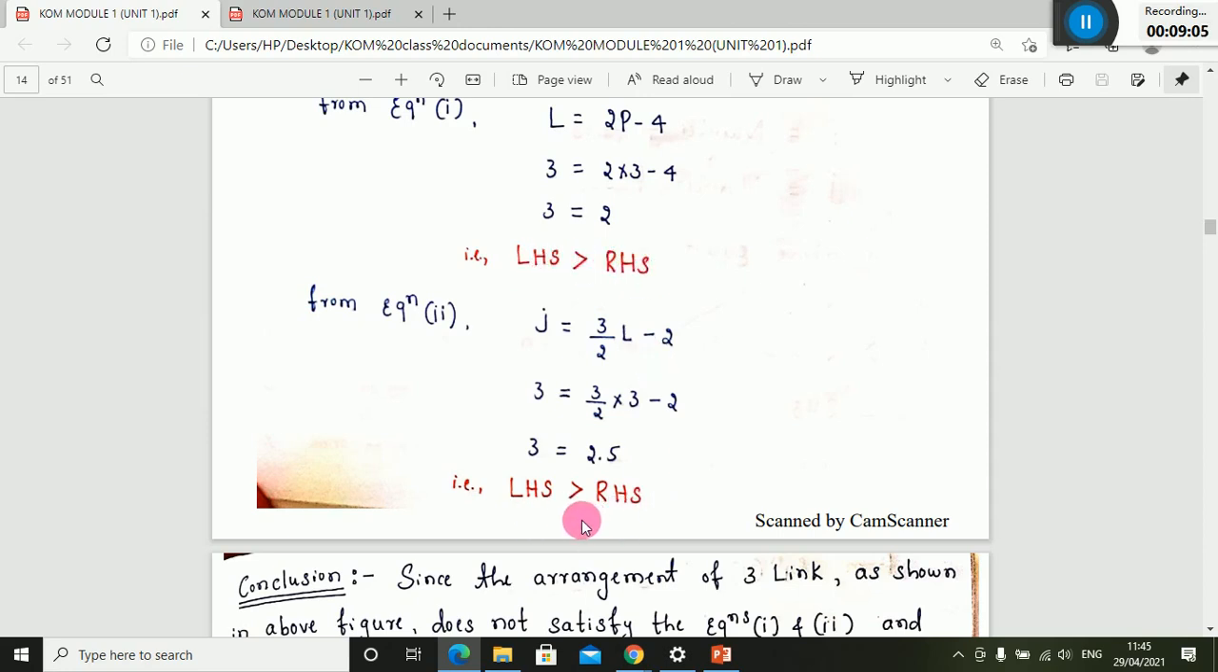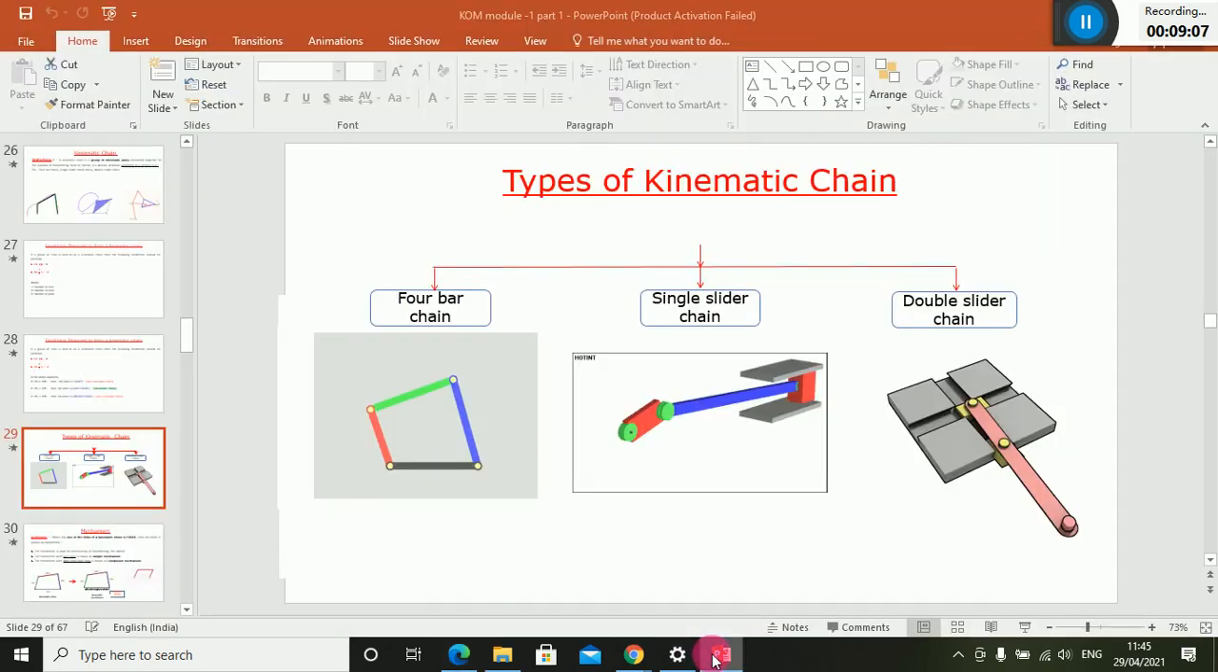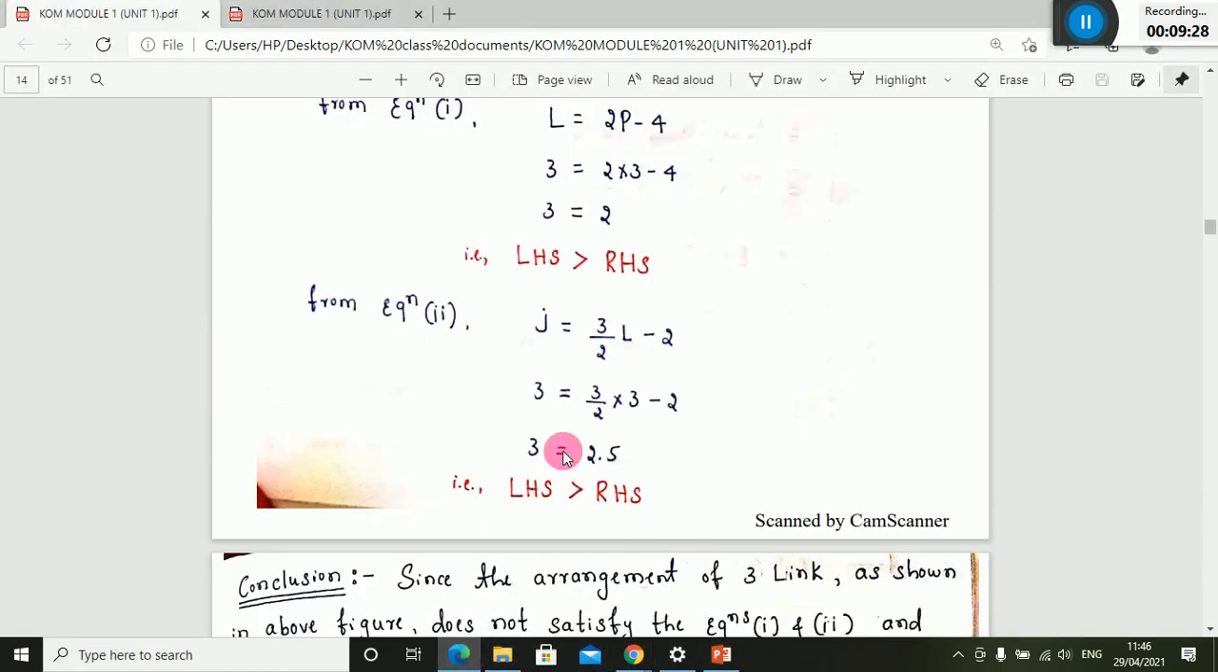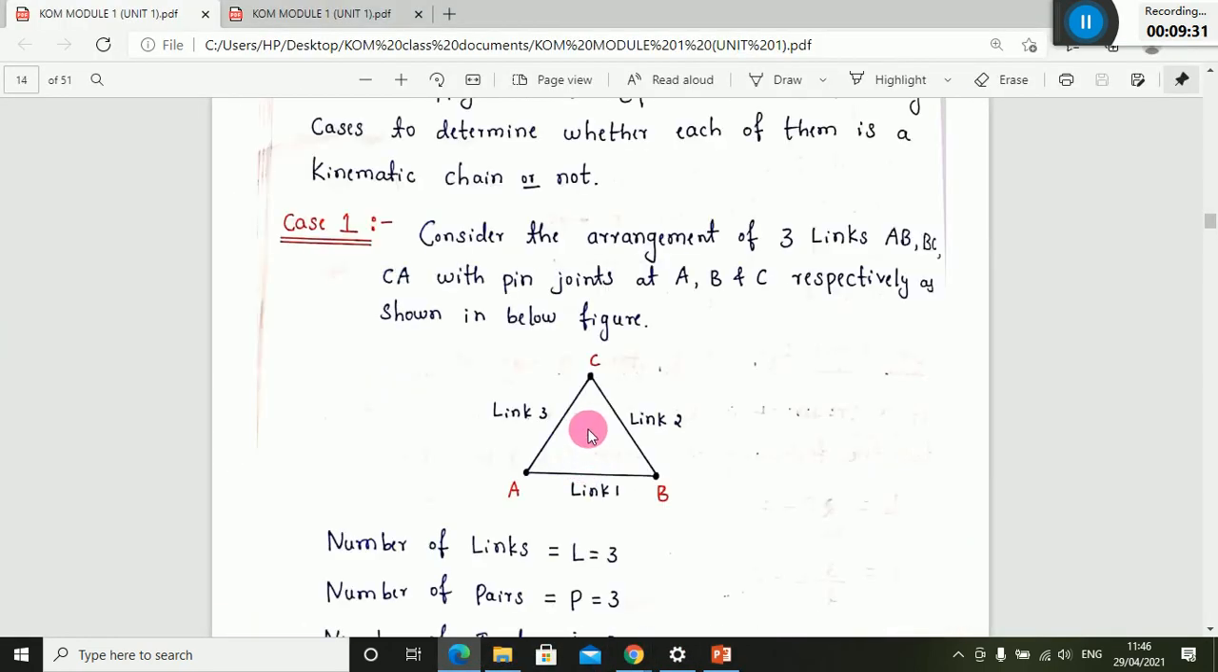So this comes under the first case, as I explained. If LHS is greater than RHS, I can call such a combination of pairs a locked chain. It is not a kinematic chain, but a locked one. Just try at home to construct this triangular kinematic chain using wooden or metallic sticks. Make the joints, and try to give input to link 2. You will not get any output because it is completely locked.